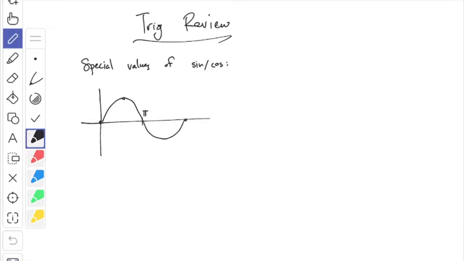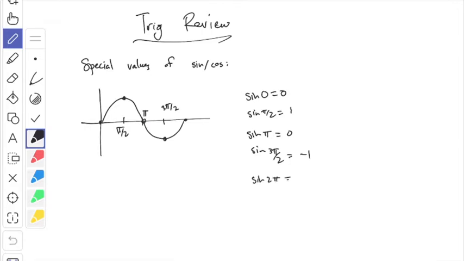They are these values here, where this is pi over 2, this is 3 pi over 2. So these values would be: sine of 0 is 0, sine of pi over 2 is 1, sine of pi is 0, sine of 3 pi over 2 is minus 1, and then sine of 2 pi is 0 again. All right, those are those 5 points that I put on the graph.